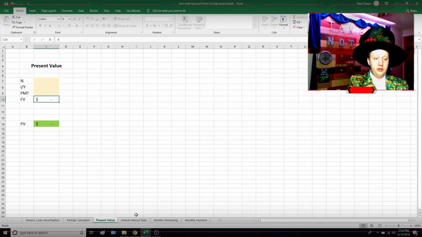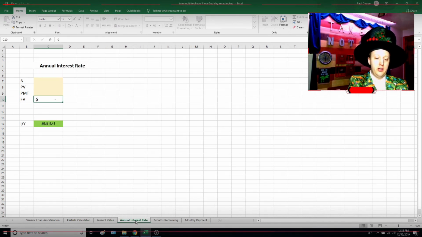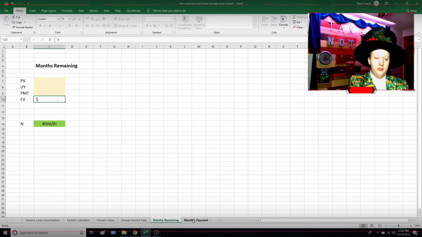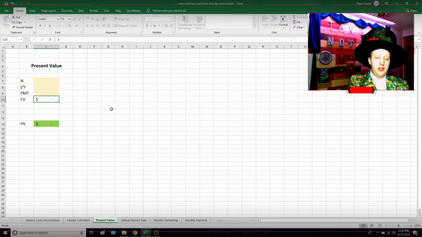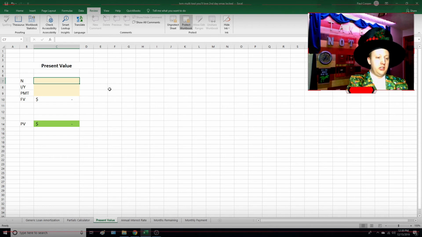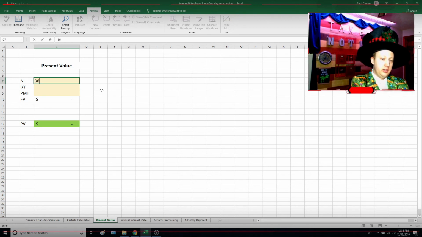Our next 4 calculators are all just basic time value money calculators. We've got one set up for the present value, the annual interest rate, the months remaining, and the monthly payment. Basically, in a time value money calculator, if you're only missing one of the values, then you can plug in the other values to calculate the value you're missing. So in this example, if we wanted to calculate the present value or the unpaid balance of the loan, then we would plug in 360 months, 5% interest rate.